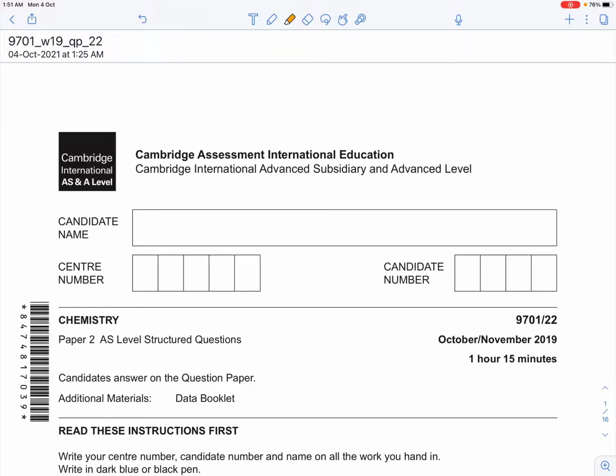Okay, so today we are going to solve paper 2, October November 2019, and it's paper 22, right?